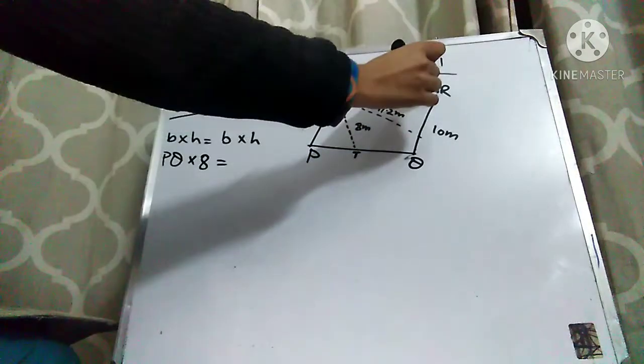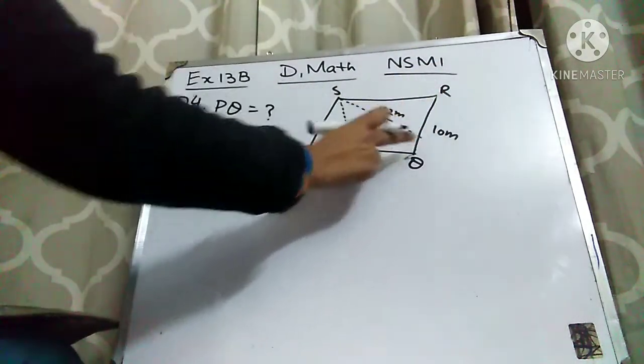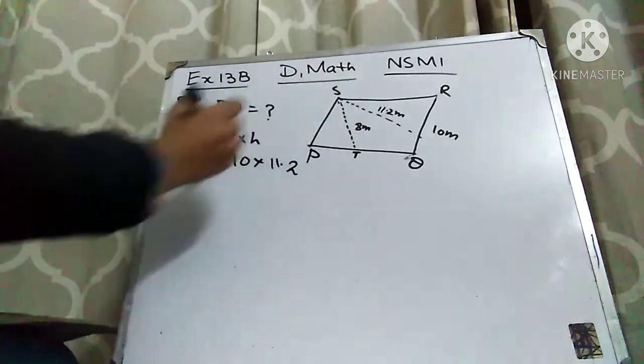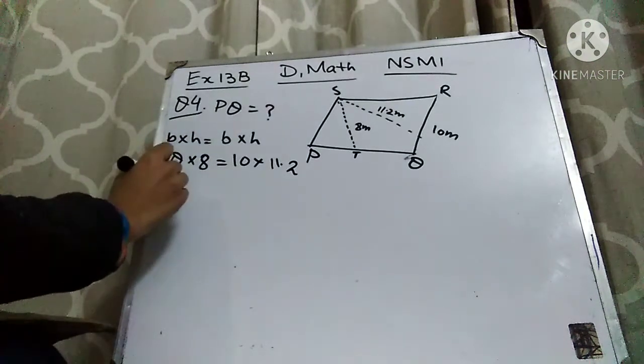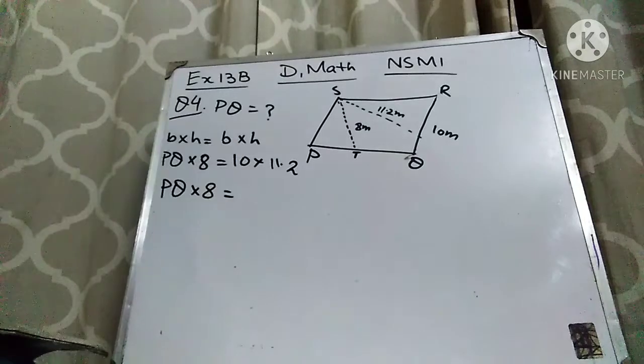In the same way, the baseline over here is 10. And this is the perpendicular line which is drawn on this baseline, and which is 11.2. So the height is 11.2. This is your height and this is your height. Now I will solve it. PQ multiplied by 8 is equal to, I will multiply 10 with 11.2.